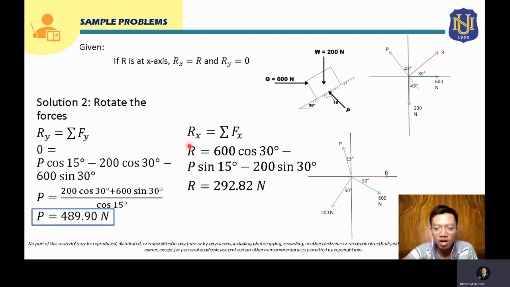So solving for the value of R by substituting the value of P that we have solved, we can solve for R. Inputting this on your calculator, this will be 600 cosine 30 minus the value of P, which is 489.90 times sine 15 minus 200 sine 30 degrees. So this will now be equal to 292.82 Newton. So this will now be the value of R. So these are now the answers for this problem. It's much simpler than solution 1. So it's your choice if you're going to use solution 1 or solution 2. It's up to you.